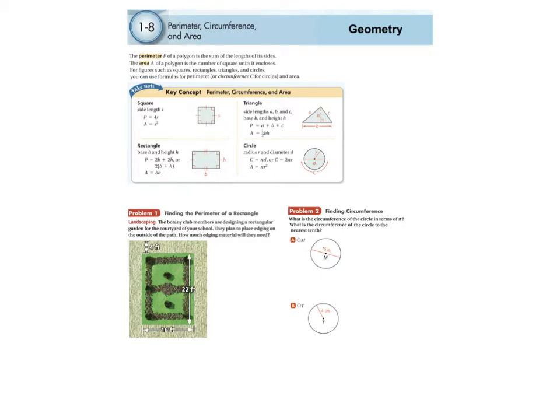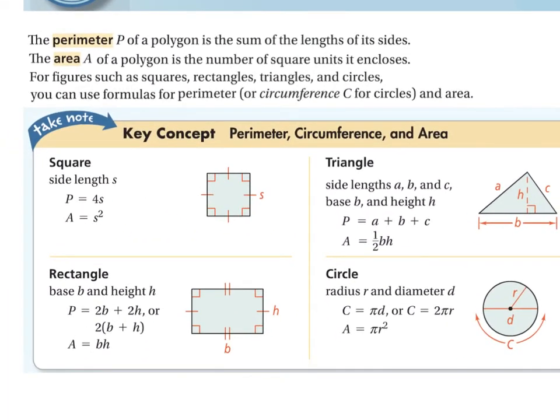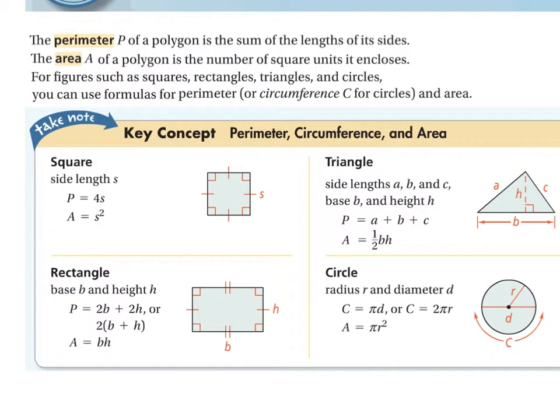So the first thing we get into here in our new unit is section 1.8, which is actually review. You guys have seen all of these formulas before. In fact, half of them, if not more than half of them, you've seen in this class already before. Okay, so what are we talking about? We're talking about perimeter, circumference, and area of our four basic shapes. Okay, squares, rectangles, triangles, and circles.